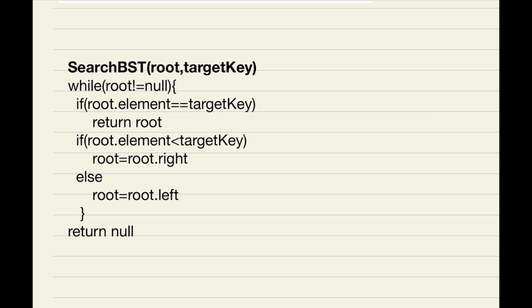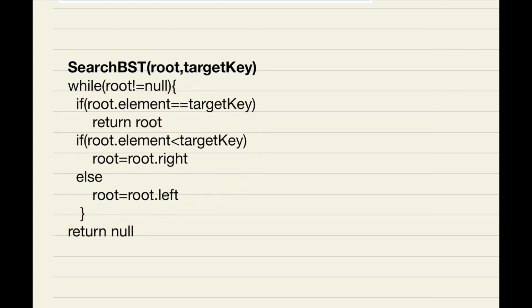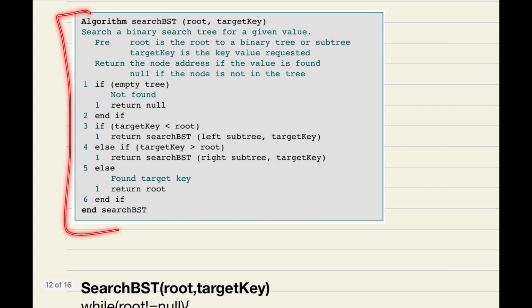So the same thing. If it is equal, we return root. If we find that the target key is greater than the root element, we move to the right, else we move to the left. Here the loop starts, here the loop ends, and after the loop, if the return statement is not executed, then we write return null. So, here we are using iteration, and there we used recursion, for searching an element in a binary search tree.